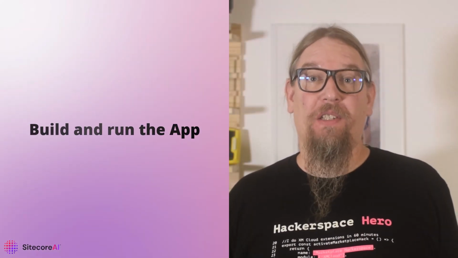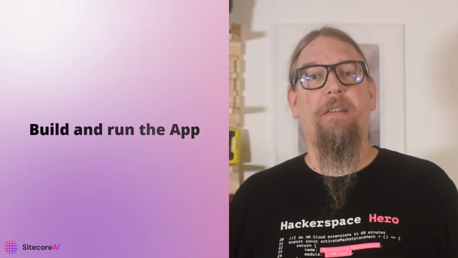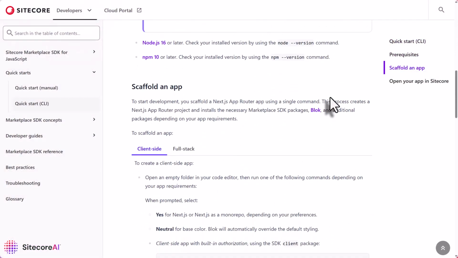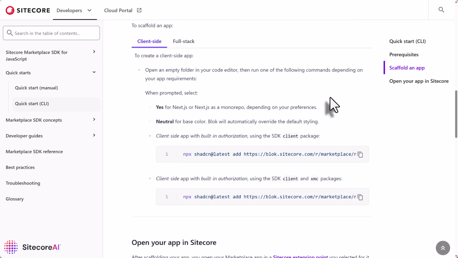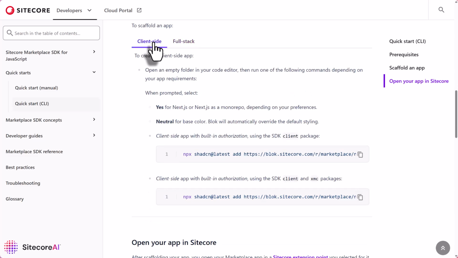Now that our app is registered and installed, the next step is to actually build and run it. For that, we'll use the Sitecore AI starter kit. I'll start by checking the documentation to find the starter kit. Here I can find the command to scaffold a new app by downloading the starter kit directly from the registry. There are different starter kits available depending on your use case. For example, there are variants for server-side authentication and client-side authentication. In this case, I'll go with the standard client-side setup.